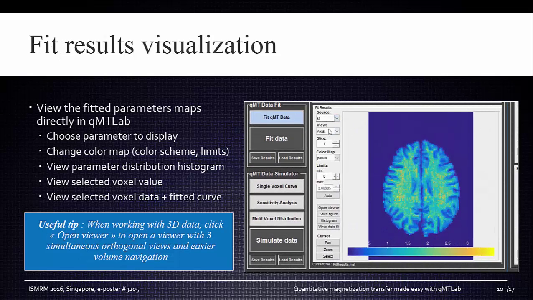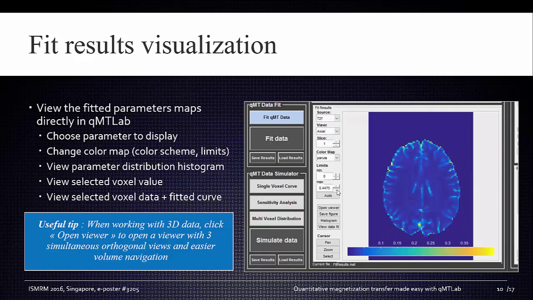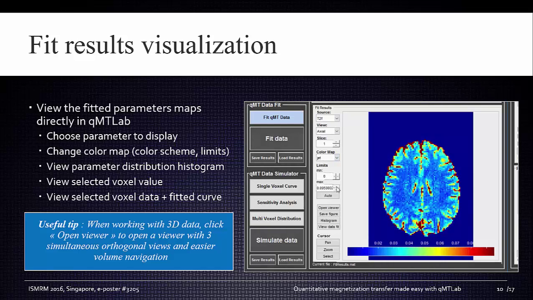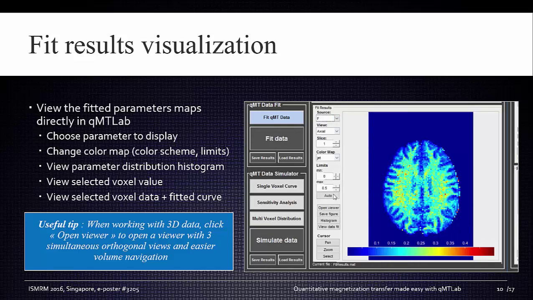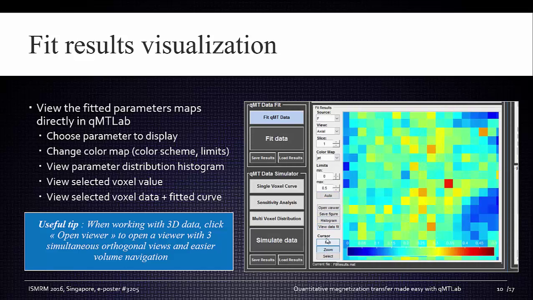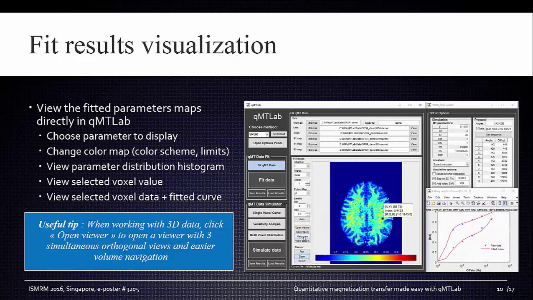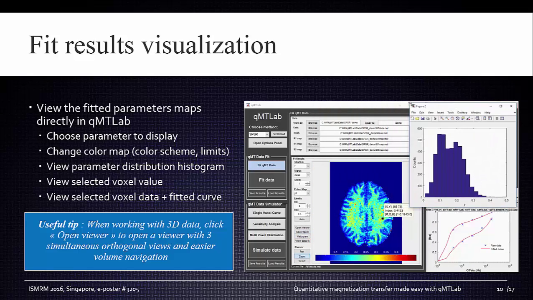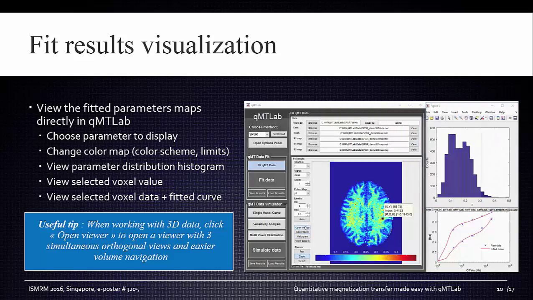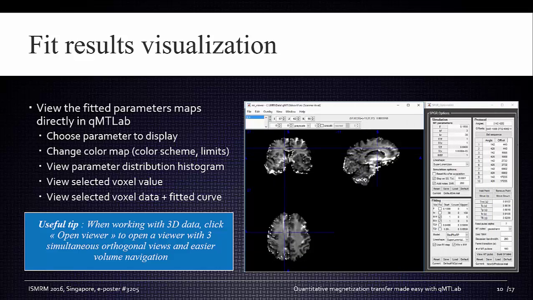So once your data is fitted, you can use qMTLab to view the results. You can choose the parameter maps you want to preview. You have the options to change the color map and change the range of the color map. Once again, you can select a certain voxel and view how the fitted curve looks for this voxel. So if you see something interesting or something suspicious, you can easily look at the data behind it.